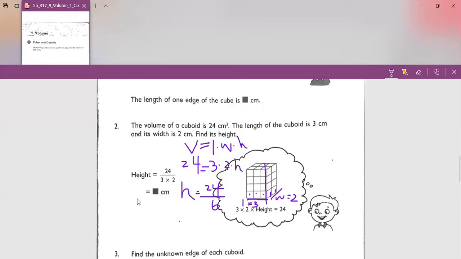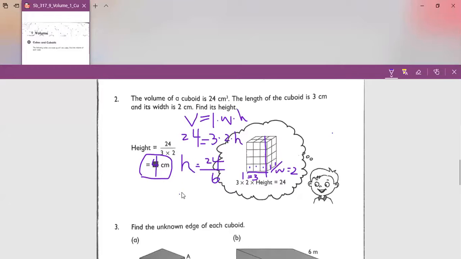Everyone, I need you to type your answer in the group chat, and include the unit. What is 24 divided by 6? We want to figure out the height. Excellent, include the unit. Good job. So our answer is 4 centimeters. Send it just to the teacher. All right, so 4 centimeters is the height.